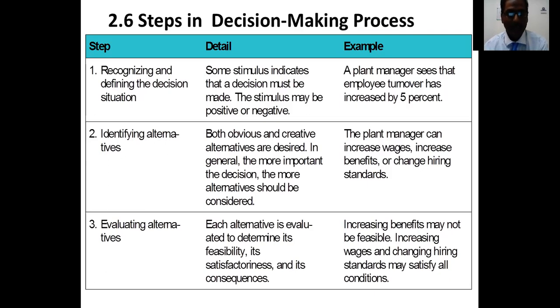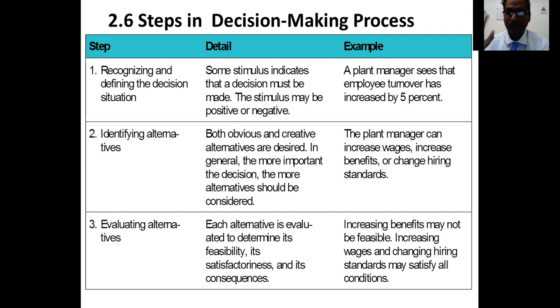Second step, identifying the alternatives. Both obvious and creative alternatives are desired. In general, the more important the decision, the more alternatives should be considered. Here, he has to take a very important decision, that is how to reduce the turnover. In other words, how to stop the people from leaving the organization. The plant manager can increase wages, increase benefits, or change hiring standards. So he has three options here.